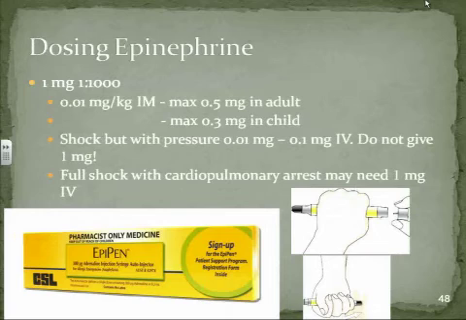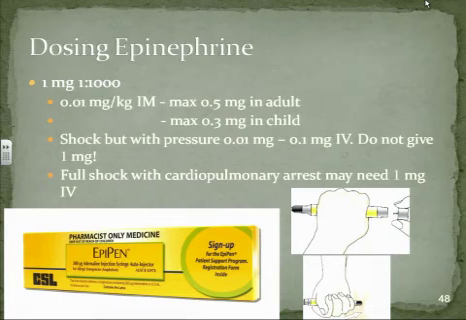So how do you dose it? What you do is you get a 1 to 1,000 concentration of the drug, and you give 0.01 milligrams per kilogram IM. The normal maximum you ever have to give an adult IM is 0.5 milligrams, and in a child it's usually around 0.3 milligrams.